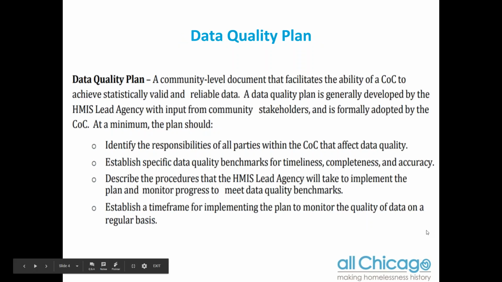This is just a bit of information that was pulled from the data quality plan directly to give you a definition of what that plan is and what it is meant to provide for us as a community. So a couple of things to highlight here: in this first sentence at the top, the whole intention of this plan, in which the data quality assessment is outlined, is to achieve statistically valid and reliable data for our COC. If you look at the very bottom bullet as well, this piece around establishing a time frame for implementing the plan to monitor the quality of data on a regular basis, that is the quarterly data quality assessment process. So that plan is available on our help desk, like I said, and there will be a link to it at the end of this presentation that you can refer to later.